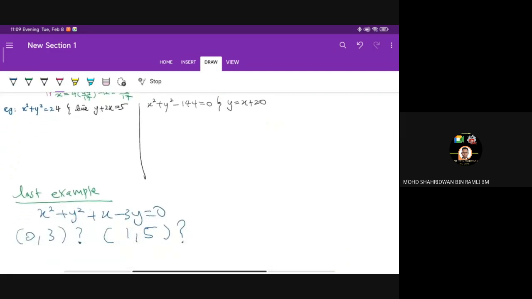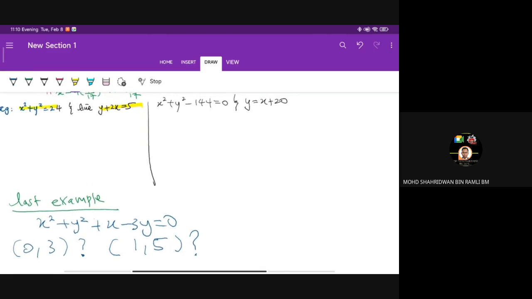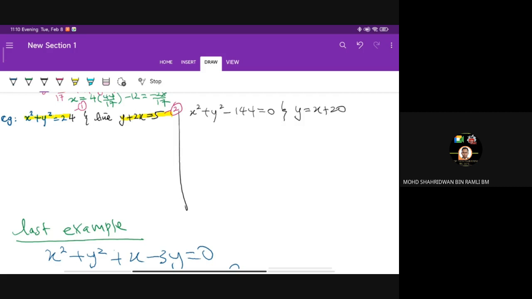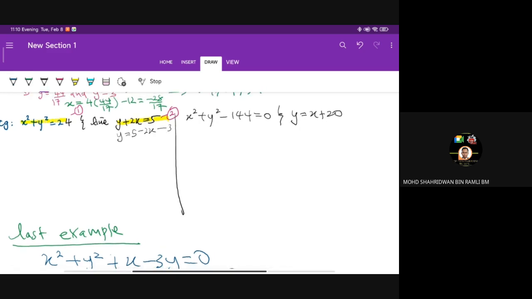Okay, next, this example I give is between a circle and a line. This is the equation of a circle, and this one is the equation of a line. It's very simple actually. Let's say this is your first equation, and this is your second equation. At first we need to express either y as the subject or x as the subject. This one is much easier when you express y as the subject. So it will be y equal to 5 minus 2x. Let's say this is your third equation.